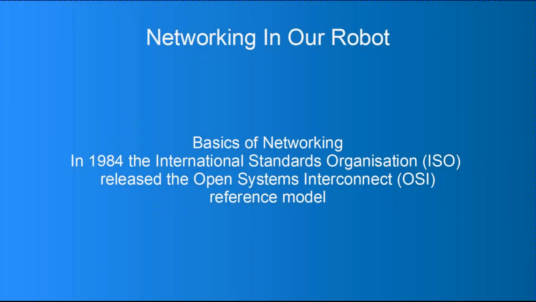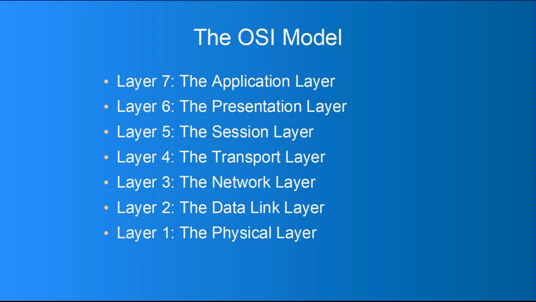Back in 1984, the International Standards Organization, the ISO, released the Open Systems Interconnect OSI reference model. So yes, the OSI was developed by the ISO. The model was broken down into 7 layers. Starting at the very top, closest to the user, you've got layer 7, the application layer, the presentation layer, the session layer, the transport layer, the network layer, the data link layer, and finally the physical layer, the actual wires, so to speak, in our networks.